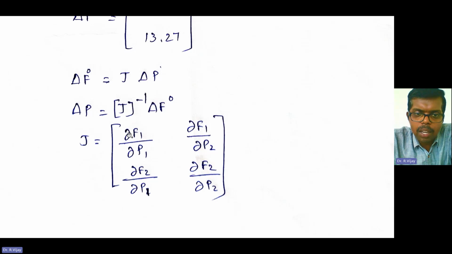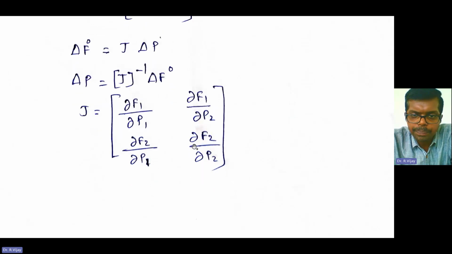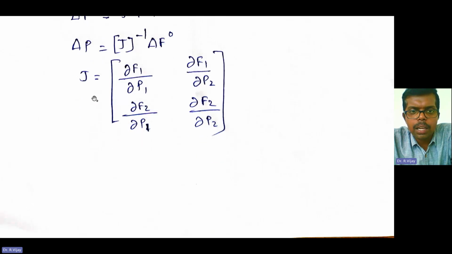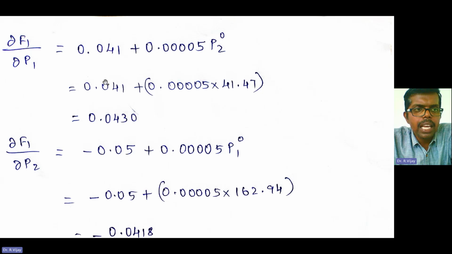The Jacobian matrix, as you already know, has dou F1 divided by dou P1, dou F1 divided by dou P2, dou F2 divided by dou P1, and dou F2 divided by dou P2. That is, we are differentiating function 1 with respect to P1 and P2, and similarly function 2 with respect to P1 and P2. We need to calculate all these. First we calculate dou F1 divided by dou P1, taking P2 as the already calculated value, P2 naught, that is 41.47 megawatt.